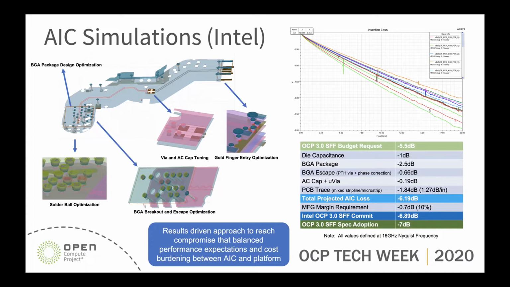And at the end of this analysis, we were able to get down to a little over 6 dB for total add-in card loss. Now, given that this is a simulated environment and not verified in measurement yet, we added a manufacturing margin requirement onto that, and we ultimately committed to 6.9 dB of channel loss, and the work group compromised at 7 dB, and that seemed to be a good compromise between the performance expectations that the platform vendors were asking for and cost burdening with the add-in cards.